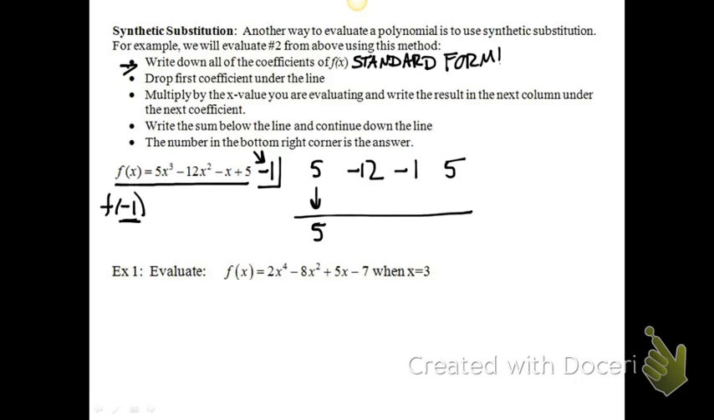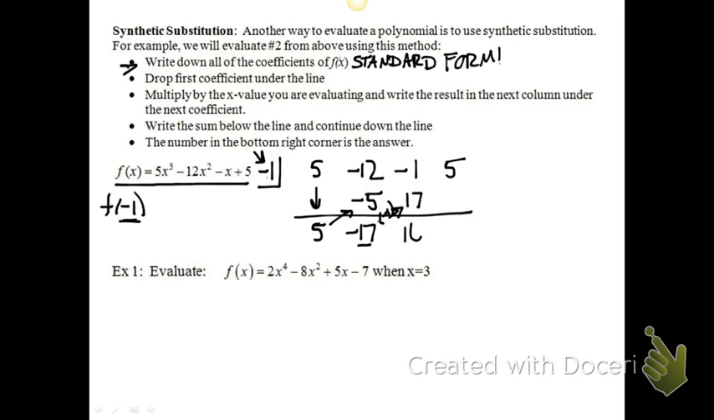Then I'm going to multiply negative 1 times that number, 5, and I write the result over here. So when I multiply negative 1 times 5, I get negative 5. Then I add these together, and I get negative 17. Now I'm going to do the same thing. I'm going to multiply negative 1 times the negative 17, which gives me positive 17. So what I did there again is I multiplied the negative 1 to get the 17.